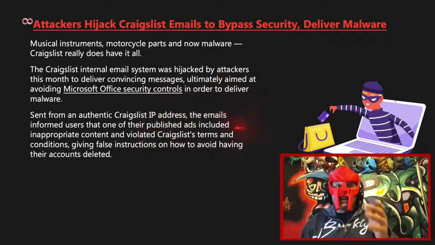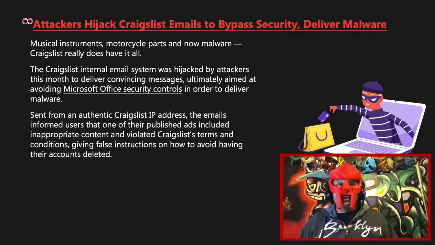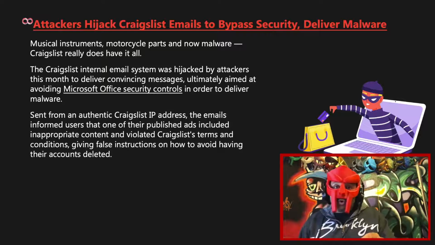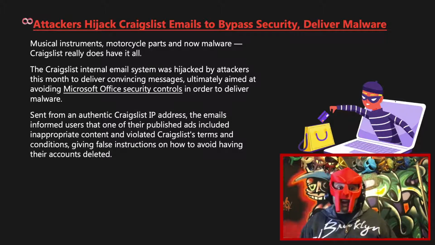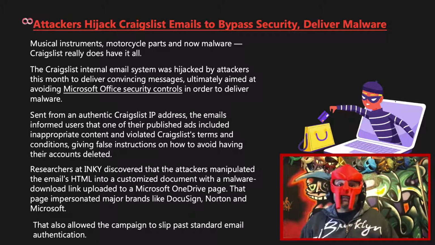Sent from an authentic Craigslist IP address, the emails informed users that one of their published ads included inappropriate content and violated Craigslist terms and conditions, giving false instructions on how to avoid having their accounts deleted. Researchers at INKY discovered that the attackers manipulated the email's HTML into a customized document with a malware download link uploaded to a Microsoft OneDrive page.